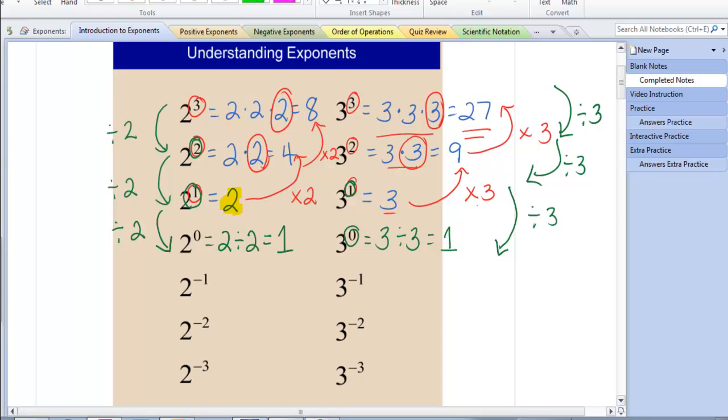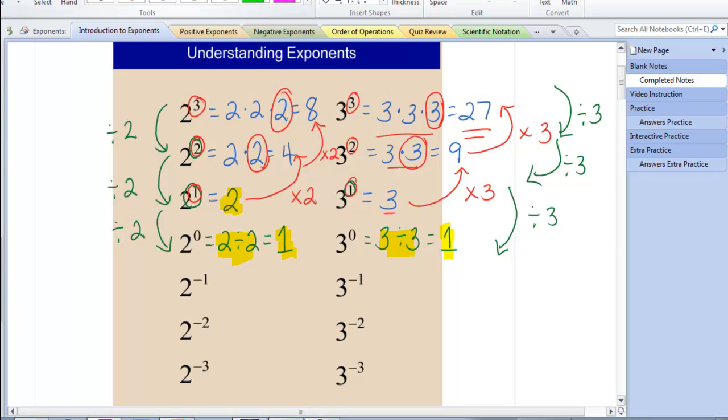So, based on what you see here, what is always going to be any number to the 0 power? What do you think? If you think it's 1, you are correct. That's because any number to the first power is itself. And whenever you go down to 3 to the 0, you have to divide the base by itself, which always gives you 1.